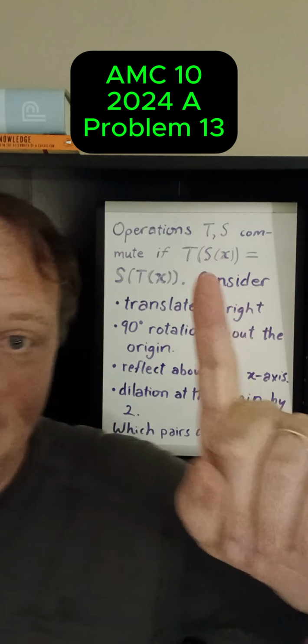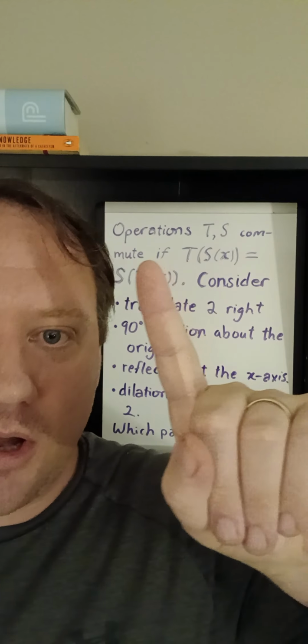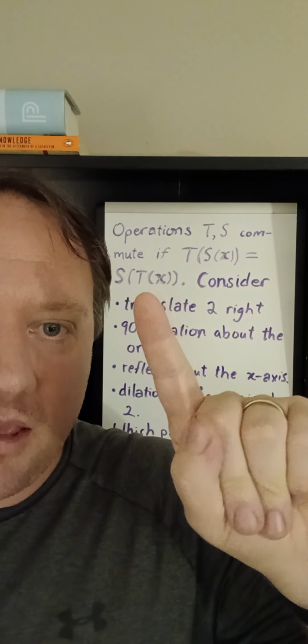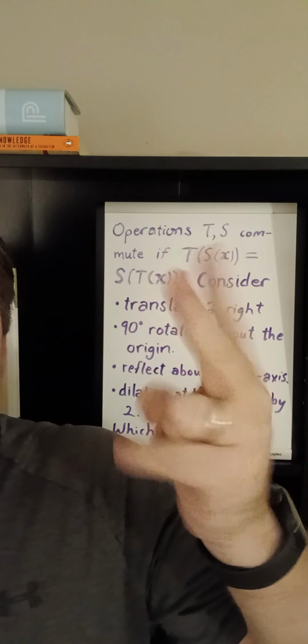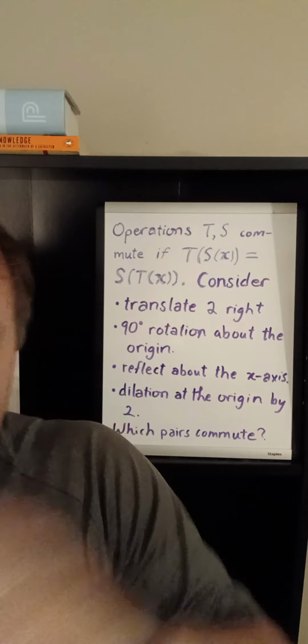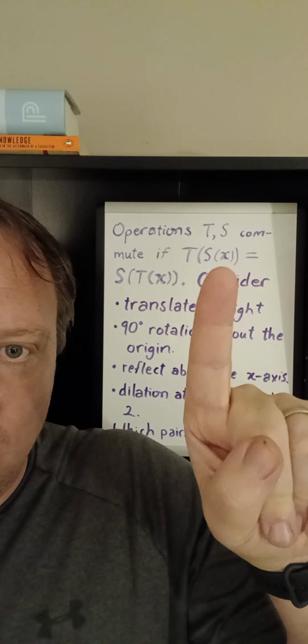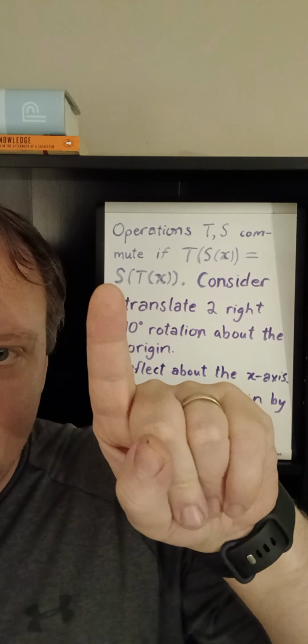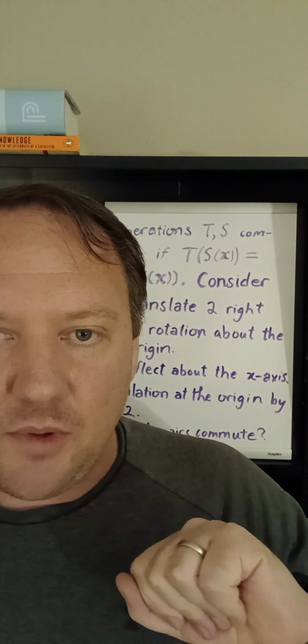I'm doing competition math, and in this problem we are going to talk about operations T and S. They commute, by definition, if whenever you swap them around, the order of the operation does not really matter. So if you did S first and then T, you get the same thing as if you do T first and then S. So that's a commutative operation.